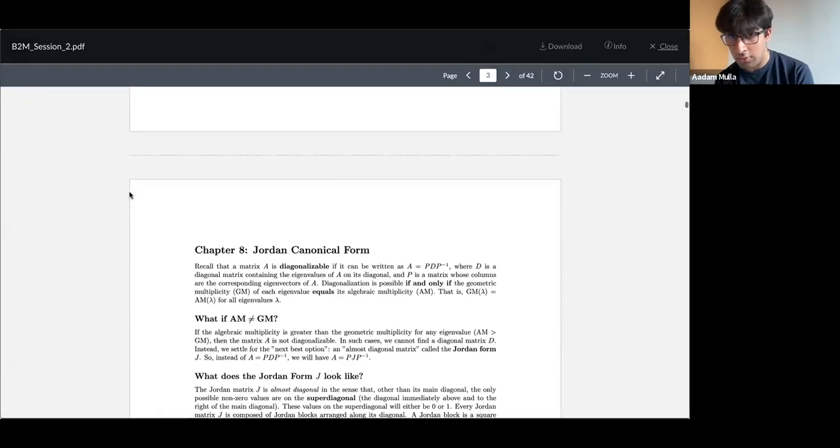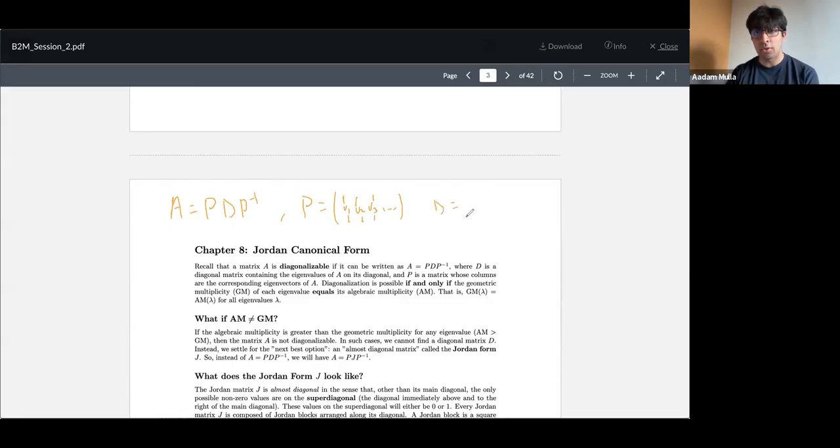So let's get started. Remember last time we talked about matrices being diagonalizable, and all that means is that you can take any square matrix A and write it as PDP inverse, where P is a matrix with all of the eigenvectors stacked as columns. So V1, V2, V3, etc. And D is a matrix with all of the eigenvalues along the diagonal. We talked about all this last time.